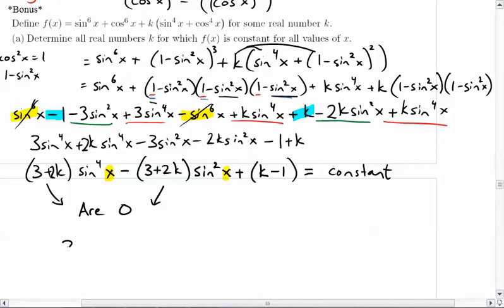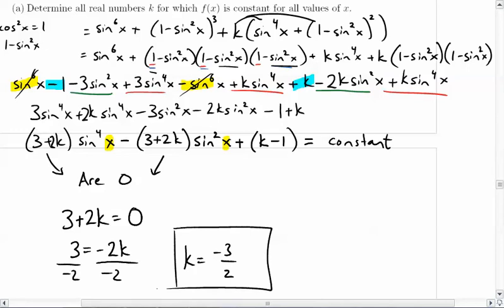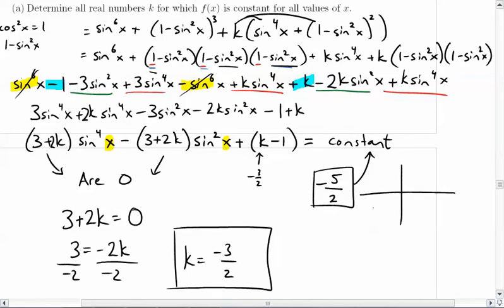So I need 3 plus 2k to be equal to 0. So 3 is negative 2k. So k is negative 3 over 2. And then the graph will be a constant value of, we put negative 3 over 2 into this one, we'll just get negative 5 over 2 as the constant value of the graph. So the graph will just look like a straight line at negative 2.5. So that would be the answer to the bonus.